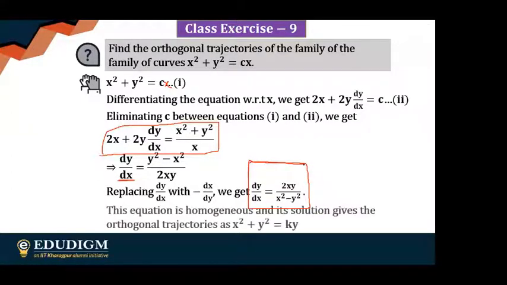This is a homogeneous differential equation. And if you just solve it, you will get this: x squared plus y squared equals ky. I hope this is okay with all of you. If you still have any doubts regarding this, please let me know.